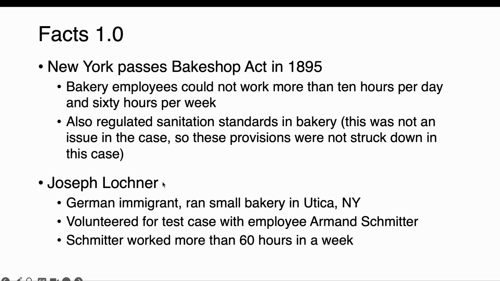So, who's the Lochner guy? His name is Joseph Lochner. He was a German immigrant. He ran a small bakery in a small town in upstate New York. He thought the law was unjust, so he volunteered to break the law in order to challenge its constitutionality. He may have gotten his employee, Armand Schmitter, in on it. Schmitter worked for more than 60 hours in a week and then ratted out on Lochner, and then Lochner got arrested and went to court and said, "Well, you can't arrest me because this law that I've been arrested for is unconstitutional."